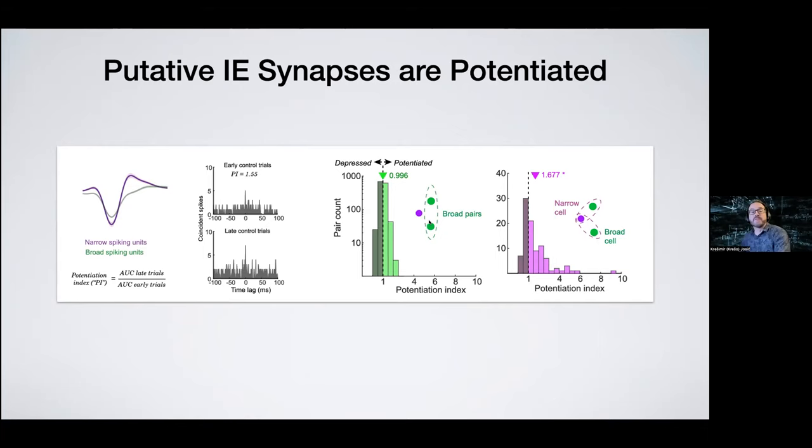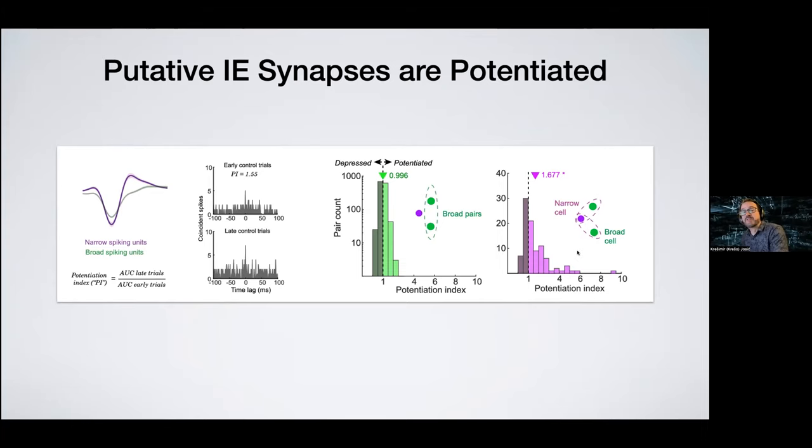If you take two broad pairs, meaning two putative excitatory cells, this potentiation index is roughly one, which means they're roughly unchanged. The potentiation index between a narrow cell and a broad cell, so between an inhibitory and an excitatory cell, is much higher. That's roughly 1.67. But it's still pretty broad. It seems like at least for some of these cells, the inhibitory inputs to the excitatory cells get potentiated.